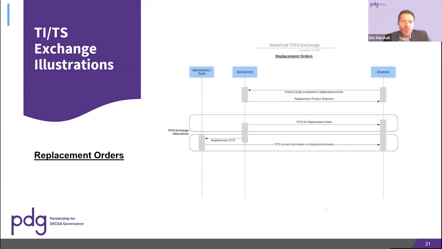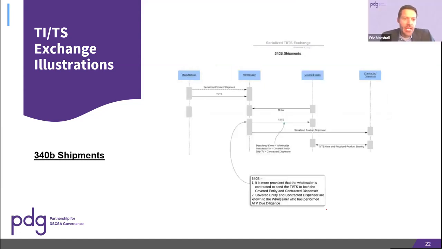Good. Last one. This is far from an edge case, right? When you start talking about volumes in one of the most complicated 340B arrangements. Go ahead, Bob. Sure. So this is a situation where the relationship between a wholesaler, a covered entity, and a contracted dispenser, the TI data goes to the new owner that the wholesaler is aware of, and that would be the covered entity. However, the product itself is being shipped to the contracted dispenser.